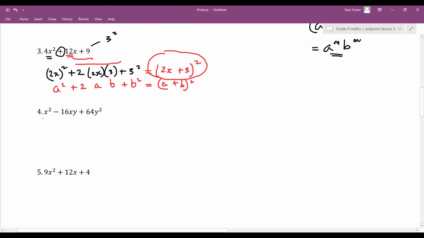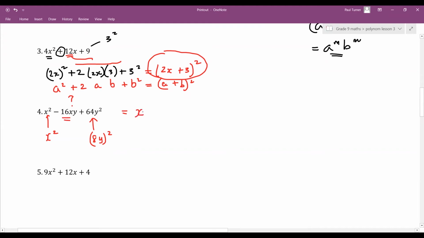How about this one? So now we've got x squared. So this is already a square, no problem. X squared. Now this one is 64y squared. So that would become 8y all squared, because 8 squared is 64, y squared is y squared. So we need to check this middle number is correct or not. So we write it out.